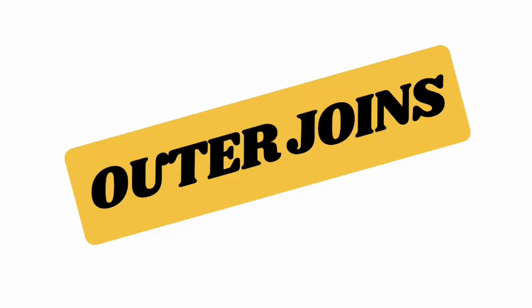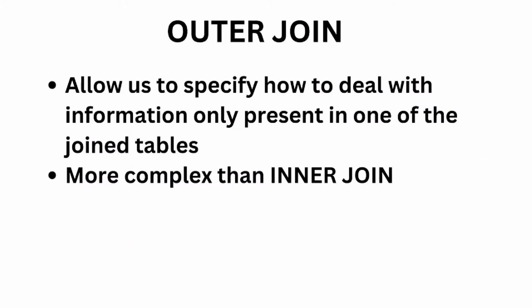Welcome everyone to this series of lectures on outer joins. As I mentioned, there are a few different types of joins, and one of the subsets of these types of joins are outer joins. And there are actually a few different types of outer joins. Outer joins essentially allow us to specify how to deal with values only present in one of the tables being joined. These are more complex joins than the simpler inner join, which is essentially the default join, where you only grab rows present in both tables.